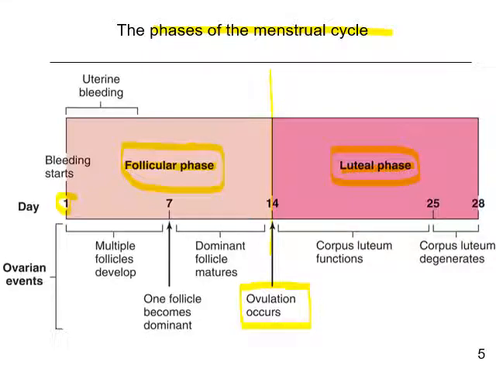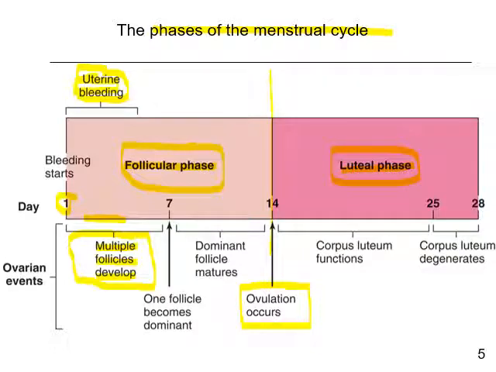So at the beginning of the female reproductive cycle, at the beginning of the menstrual cycle, the beginning of the follicular phase, multiple follicles, each of which contains a primordial oocyte, multiple follicles develop during the early follicular phase. That is happening simultaneous with the bleeding of the uterine endometrium from the previous menstrual cycle. So during the first few days of the menstrual cycle, when there is uterine bleeding from the previous cycle, multiple follicles are developing in the ovary.